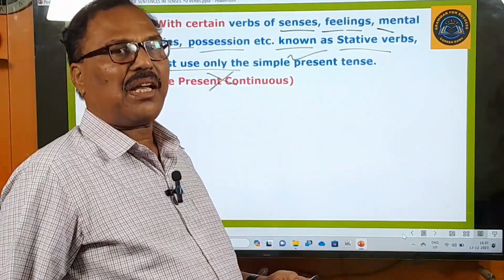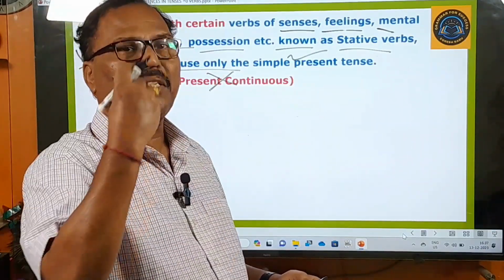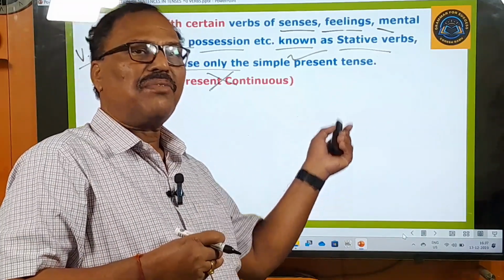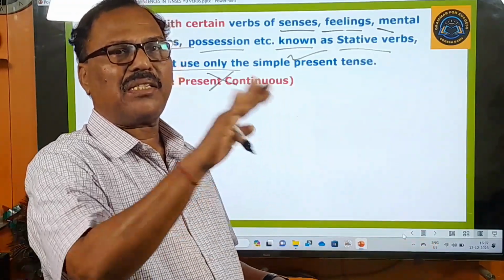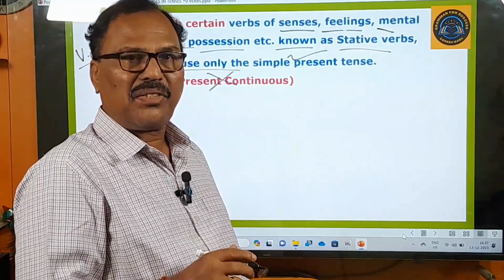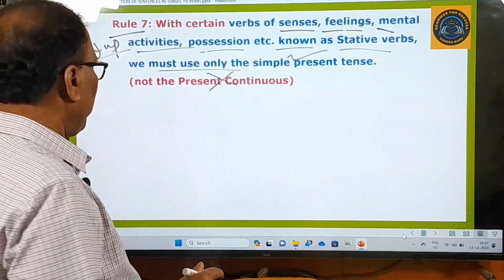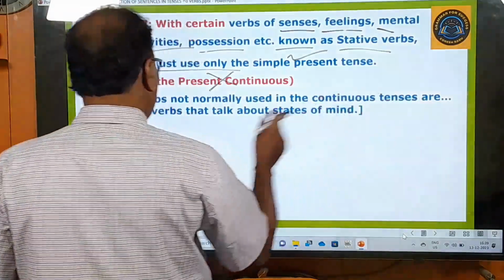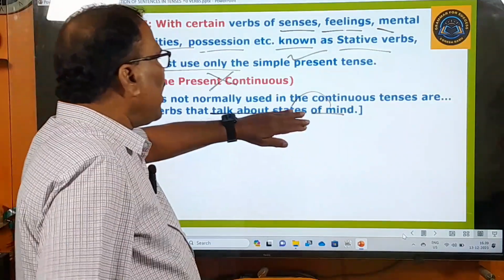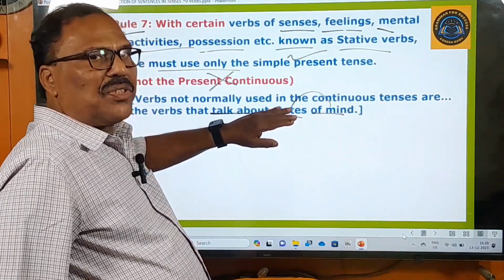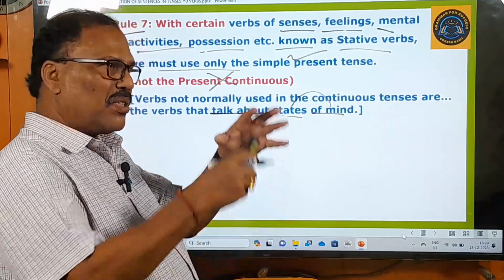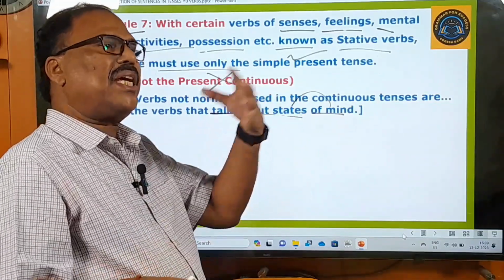You know very well we have 6 kinds of continuous tenses: present continuous, present perfect continuous, past continuous, past perfect continuous, future continuous, future perfect continuous. Under these 3 tenses we have altogether 6 continuous tenses. So with these 6 continuous tenses you should not use these verbs. Verbs not normally used in the continuous tenses are those verbs that talk about states of mind. So the verbs that talk about states of mind are called stative verbs. They talk about the state of mind, and that's why they are called stative verbs.